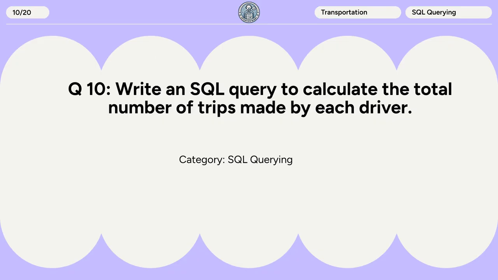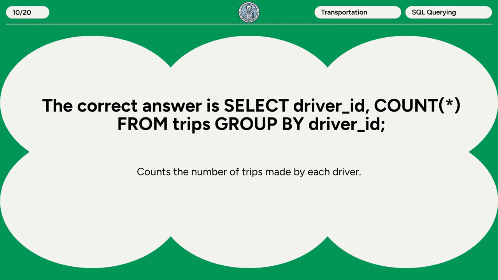Question 10. Write an SQL query to calculate the total number of trips made by each driver. The correct answer is: SELECT driver_id, COUNT(*) FROM trips GROUP BY driver_id. Counts the number of trips made by each driver.